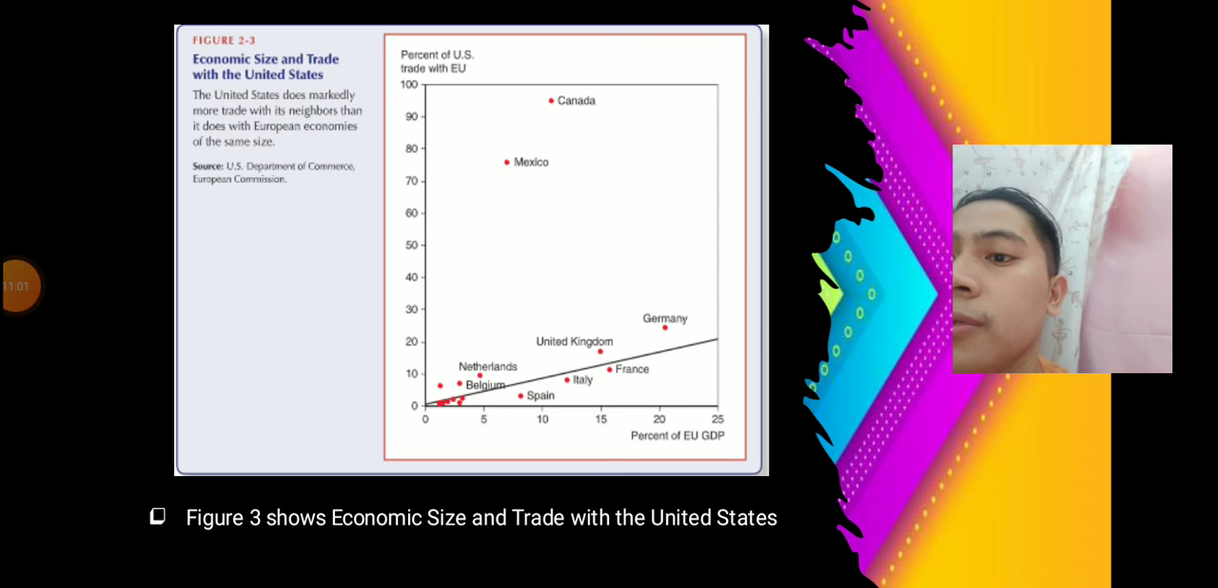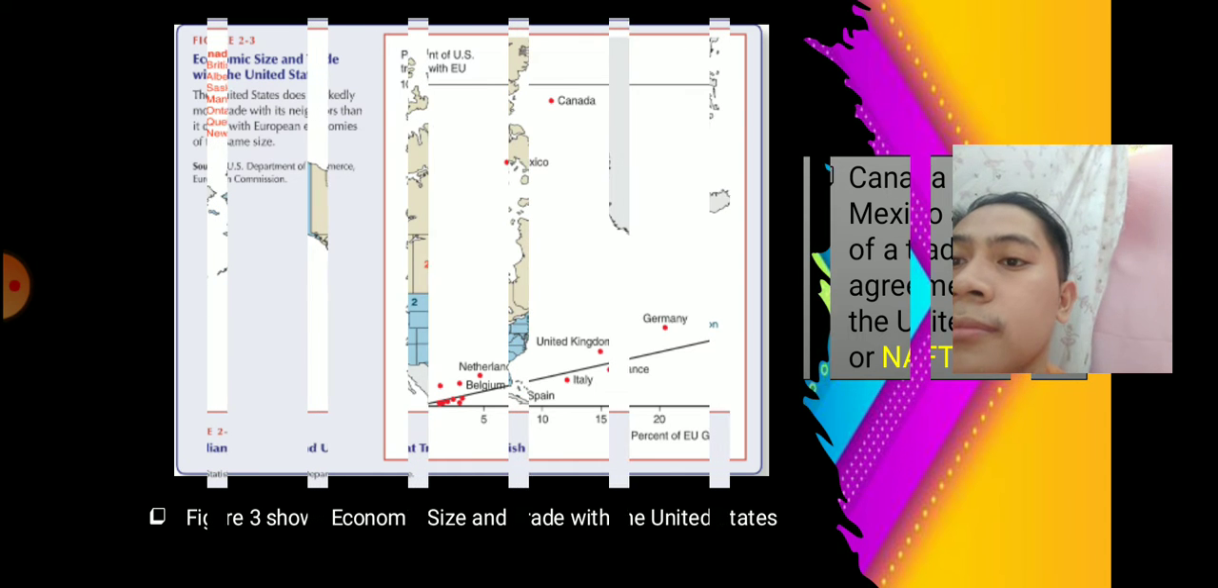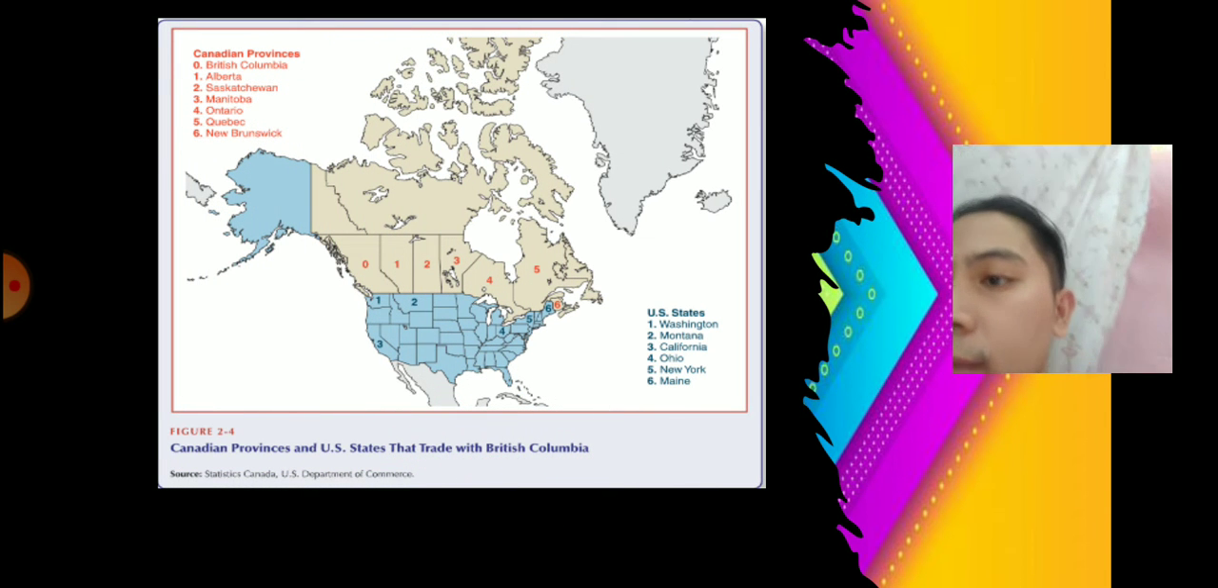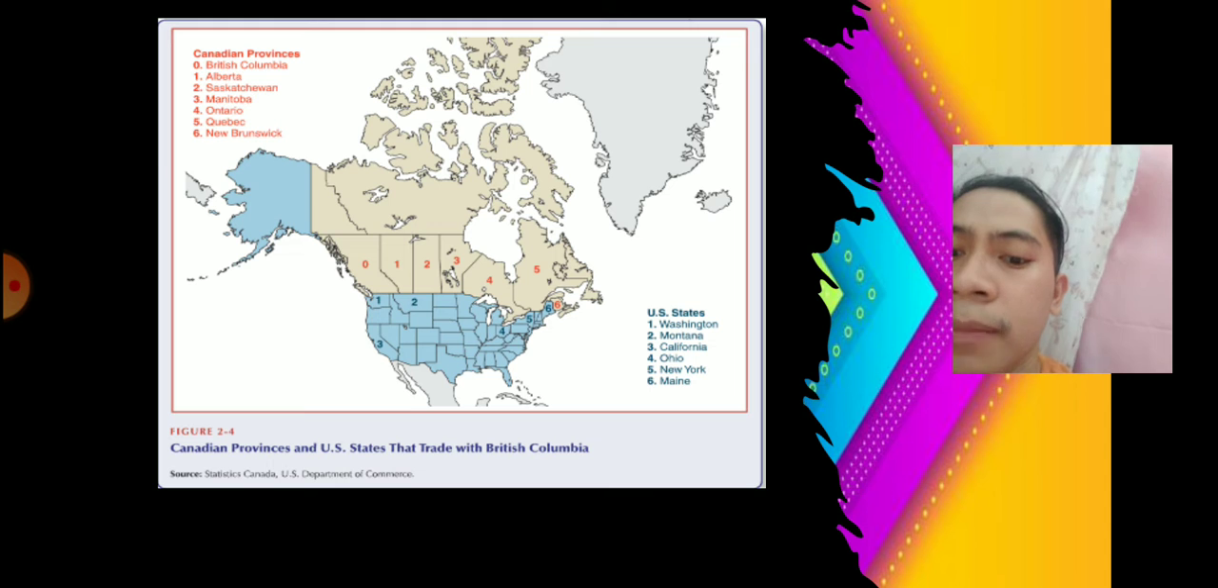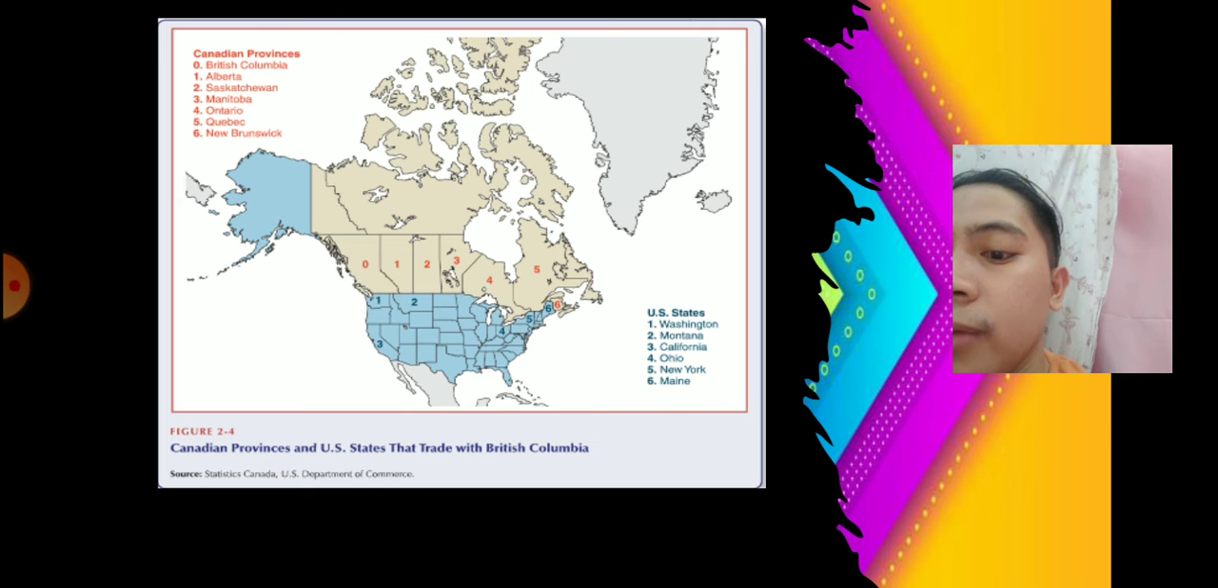So this figure shows economic size and trade with the United States. Figure 4: the changing pattern of world trade. World trade is a moving target. The direction and composition of world trade is quite different today from what it was a generation ago, and even more different from what it was a century ago. Let's look at some of the main trends.